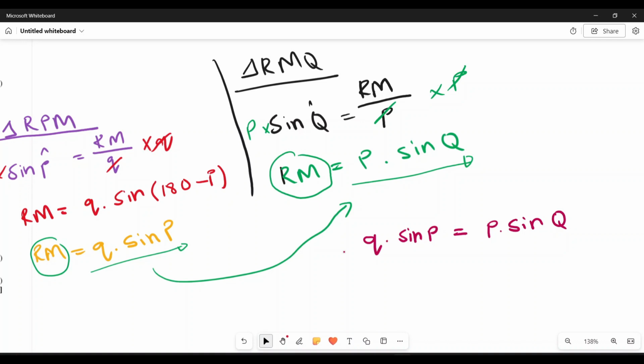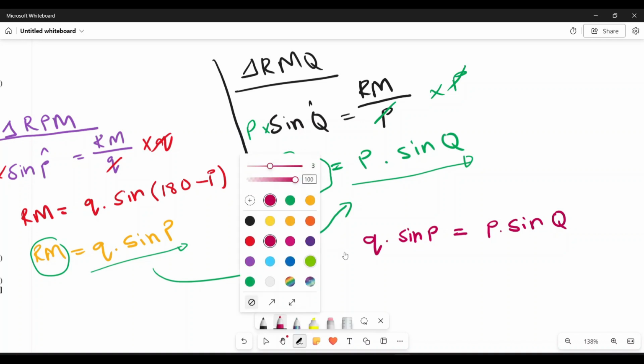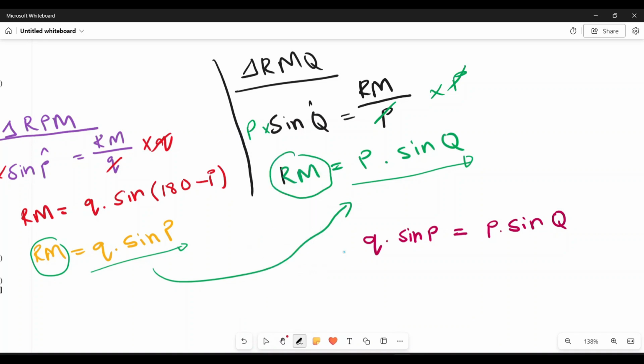All right. Now the final step, right? I'm going to divide both sides. Now this is important. Let me just try and write that down. So the final step, when you arrive at this stage, you're going to divide on both sides by sine P multiplied by sine Q. All right. So we're going to do that on both sides.